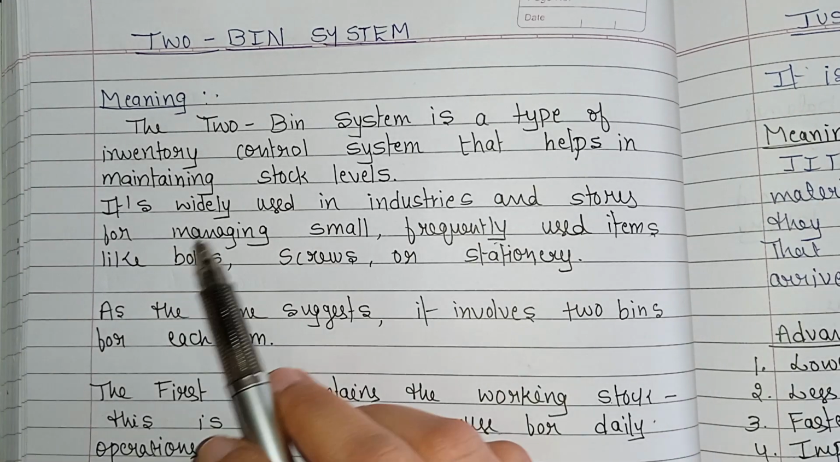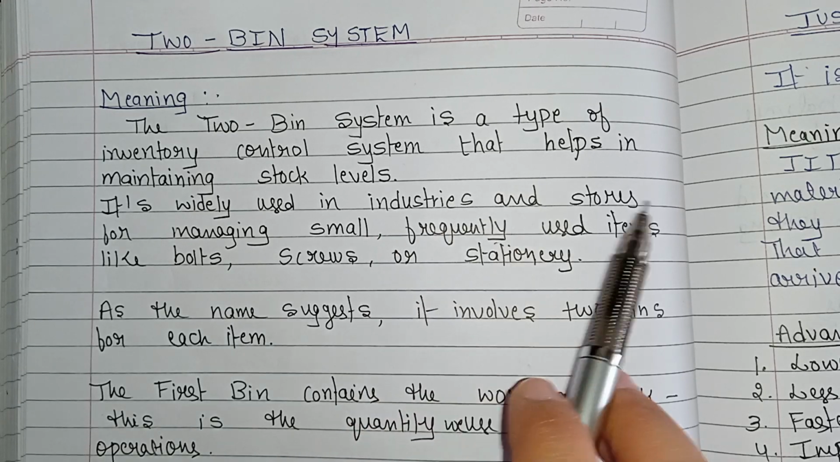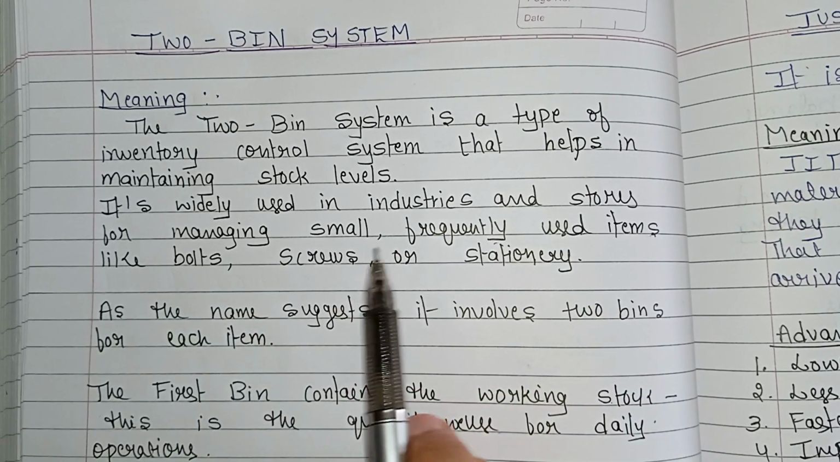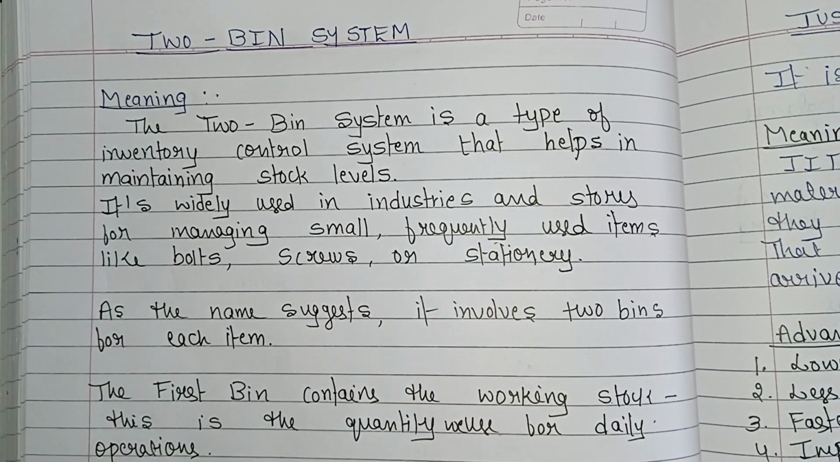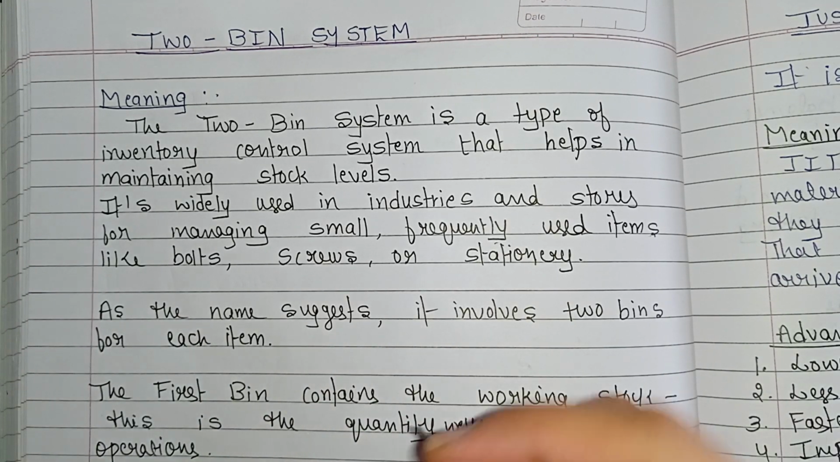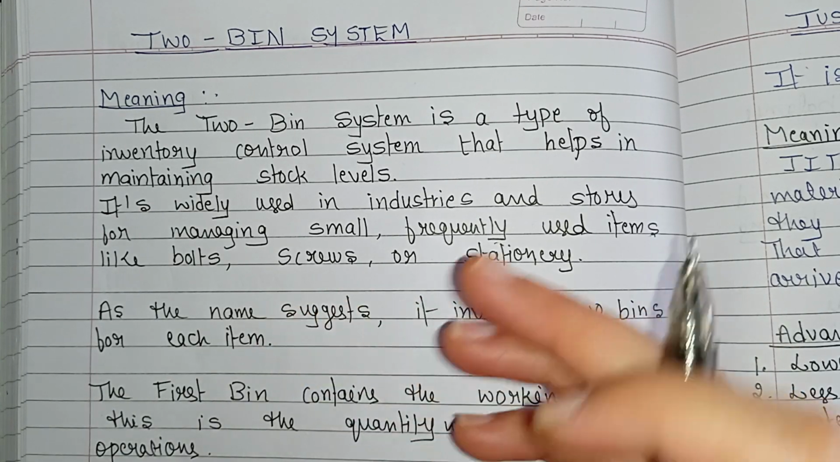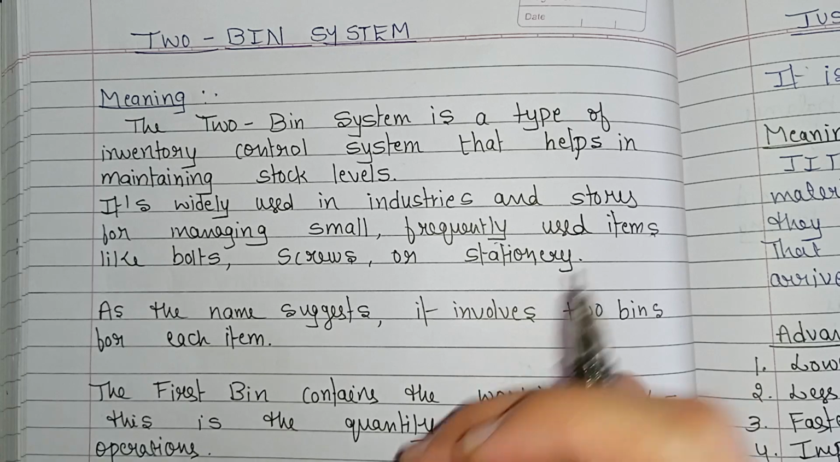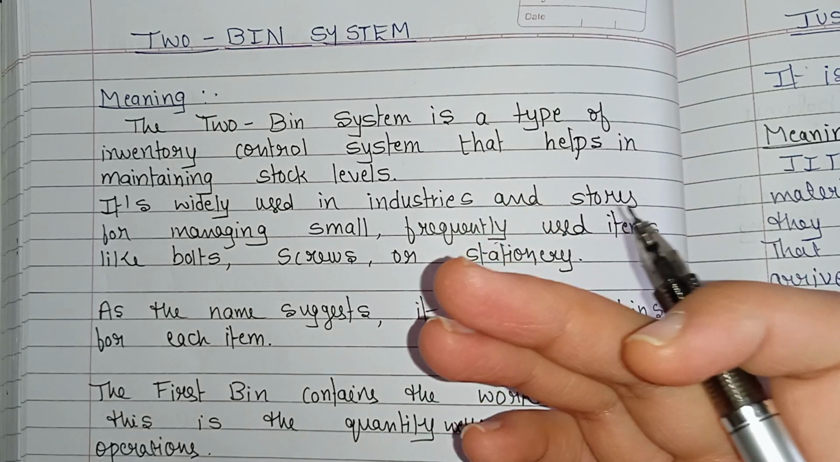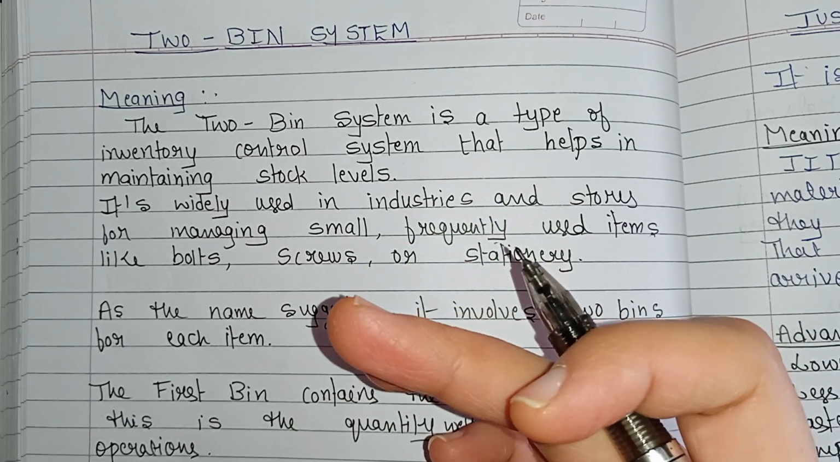It is widely used in industries and stores for managing small, frequently used items like bolts, screws or stationery. It is an inventory control method that is mainly used for small or low value items. Clear? So let's see, what exactly do these bins do? Let's break it down.